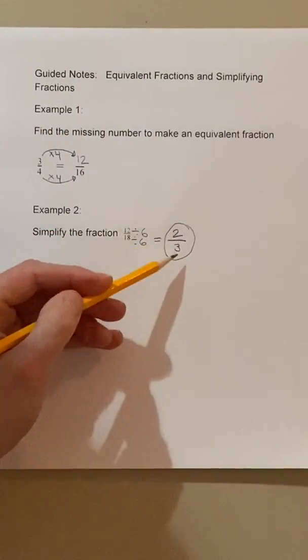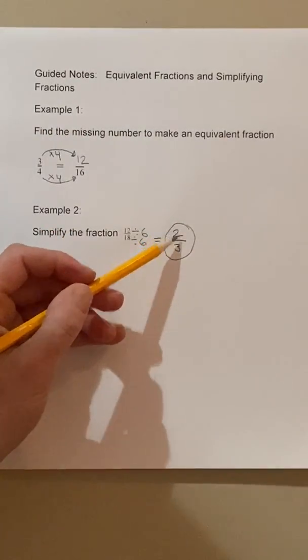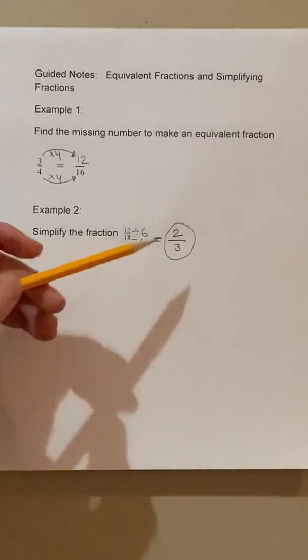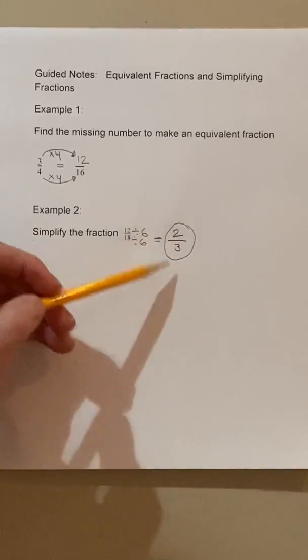Final thing to do, make sure that I can't simplify any further. Can I divide 2 and 3 by the same number? I cannot, so this is my final answer. My simplified version is 2/3.